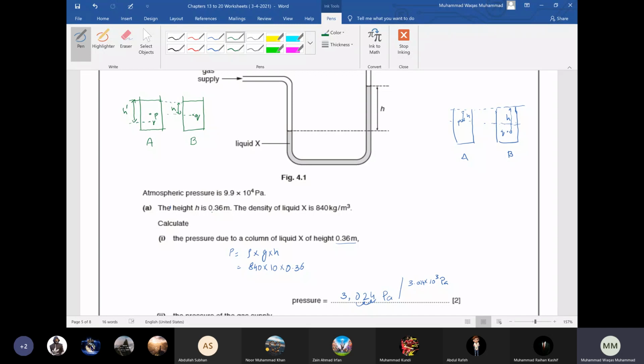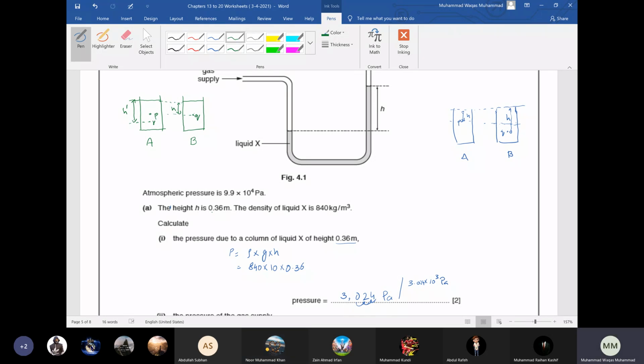Now beta, you have to understand this. If liquid X is replaced by another liquid which has a greater density, tell me how this H will change. Will it increase or decrease? Sir, decrease. Shabash beta, it will decrease.